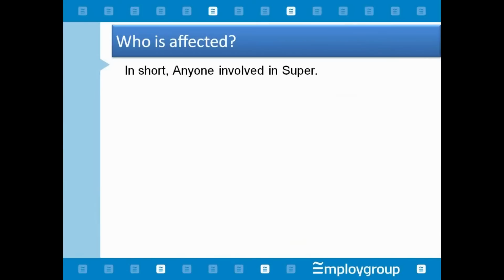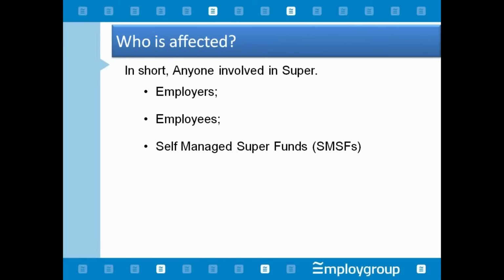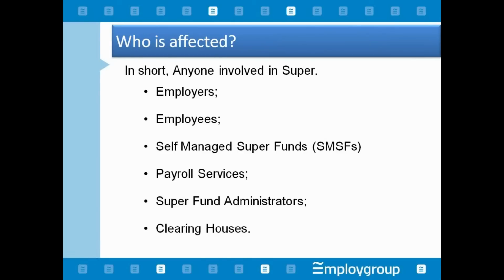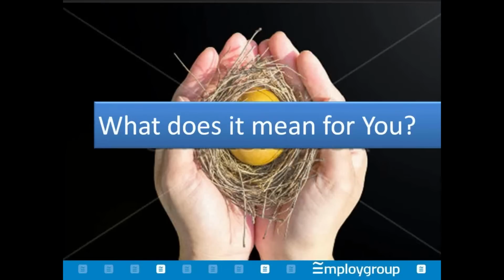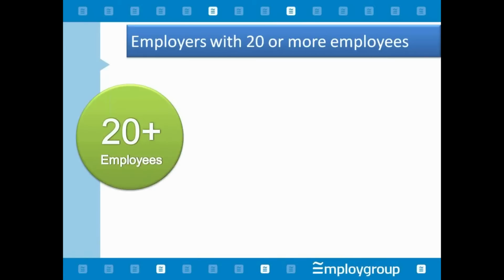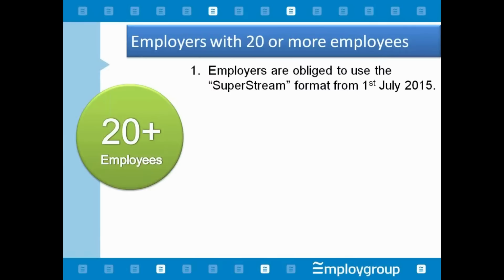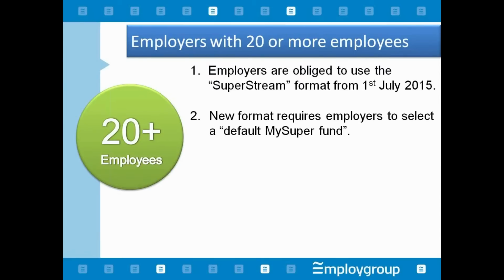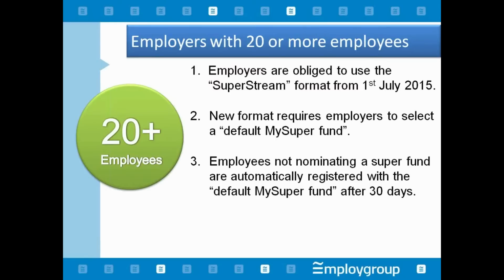So who is affected? In short, anyone who's involved in super. Employers, employees, self-managed super funds, payroll services, super fund administrators, and clearinghouses. So what does that mean for you? Well, if you've got 20 or more employees, then you're obliged to be using a SuperStream format from the 1st of July 2015. The new format requires employers to select a default My Super Fund. And employees not nominating a super fund are automatically registered with the default My Super Fund after 30 days.